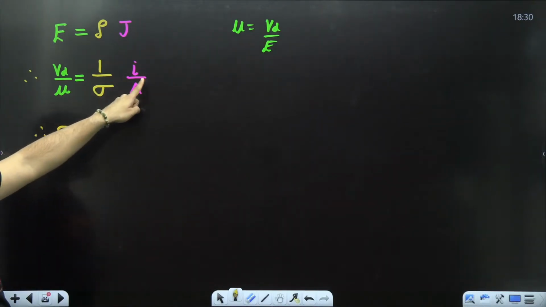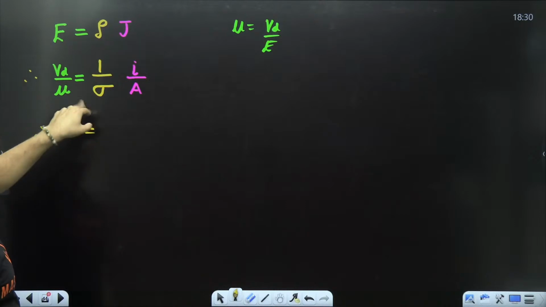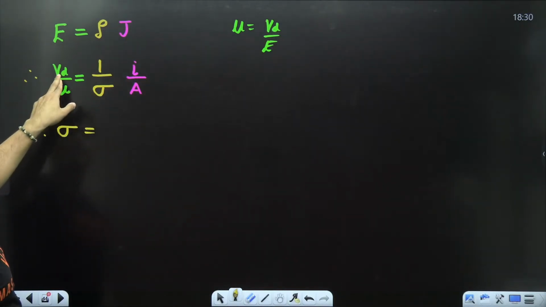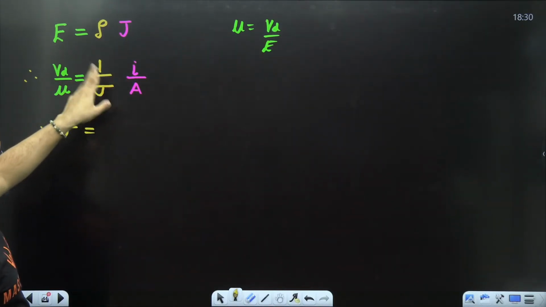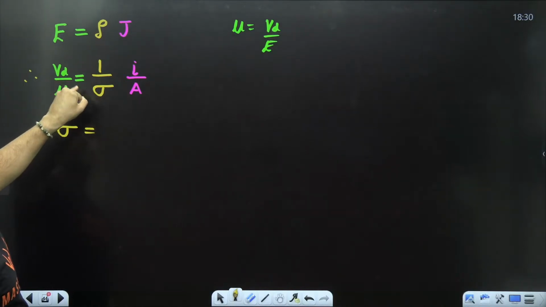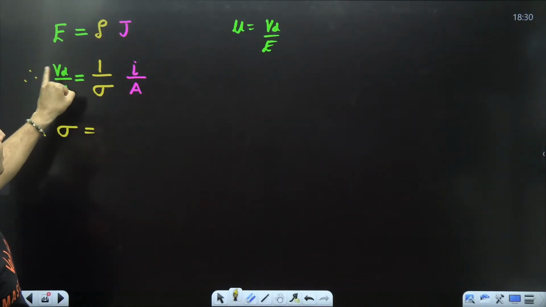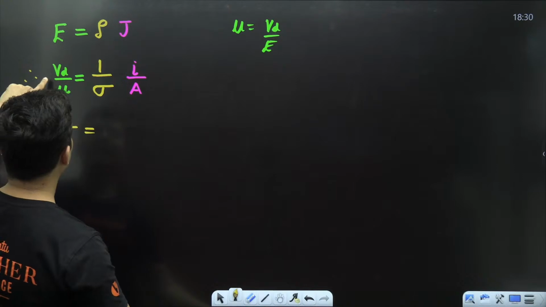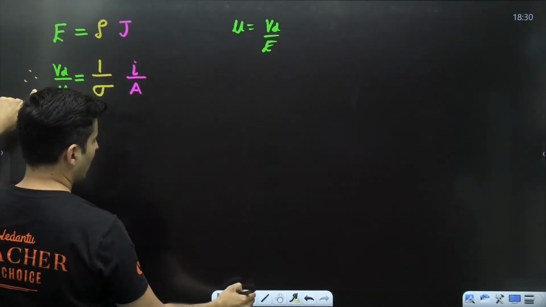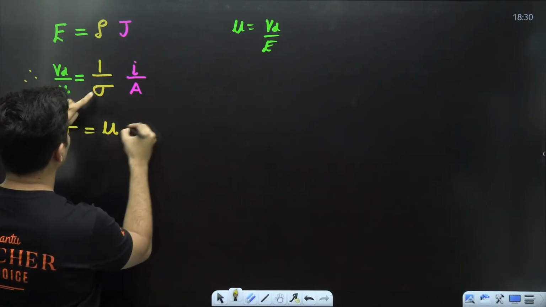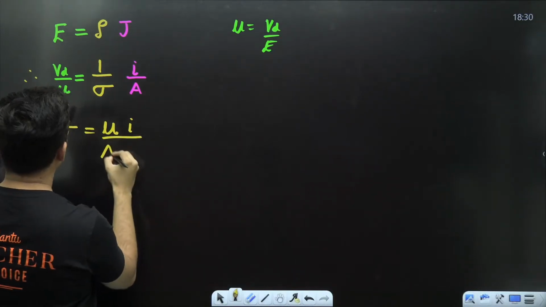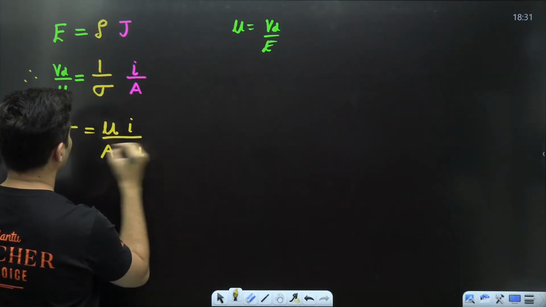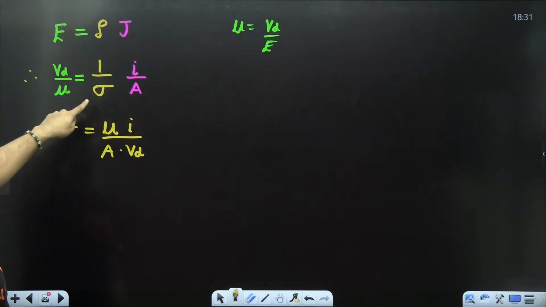Sigma, I will get it as Vd is there over here. This is for unit electric field. Sigma, I will get it as mu into current divided by area, and this will be nothing but your drift speed over here.